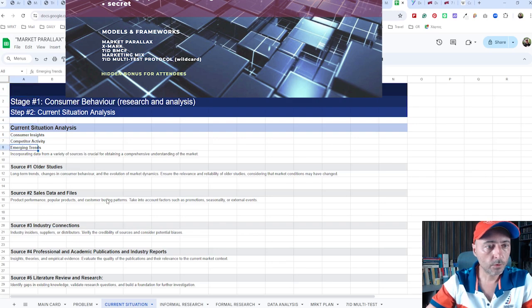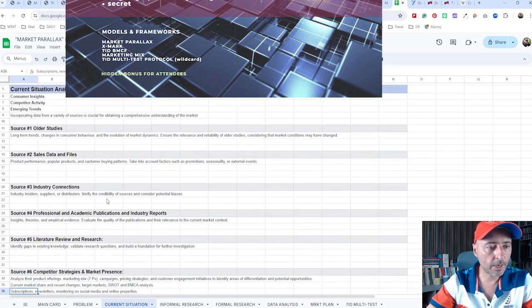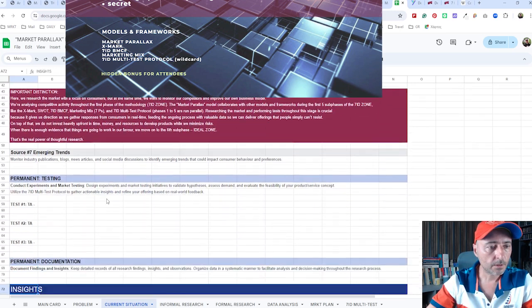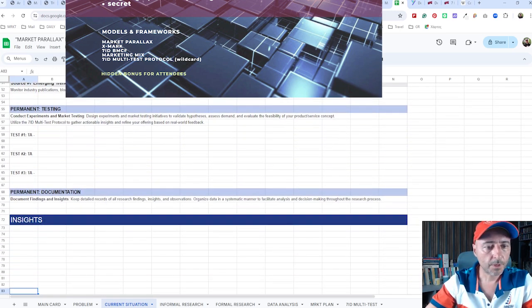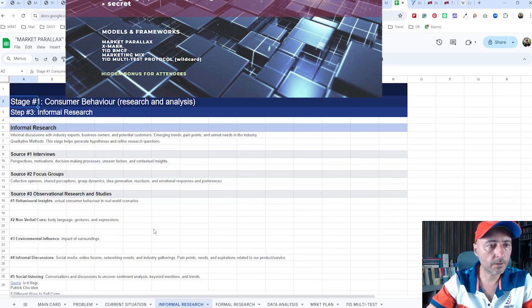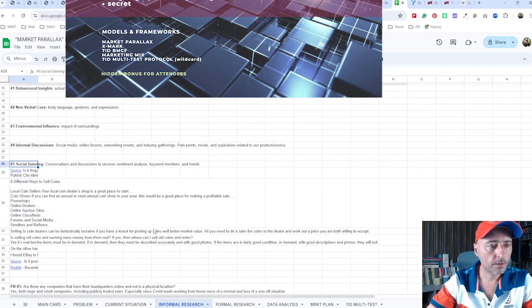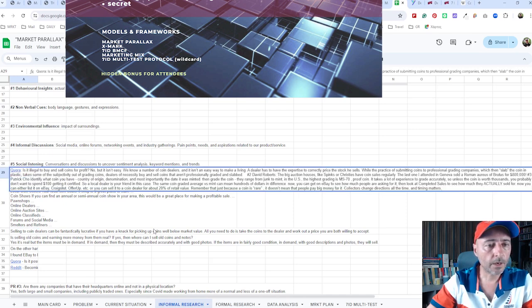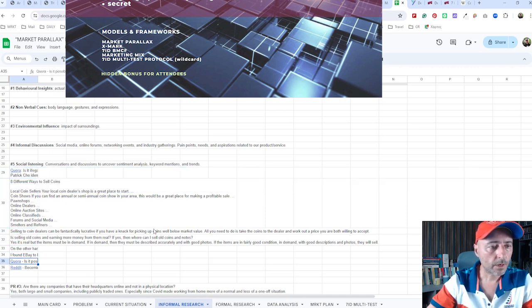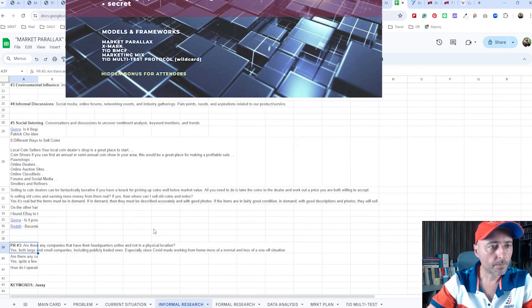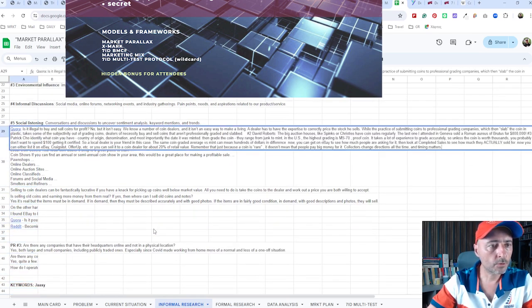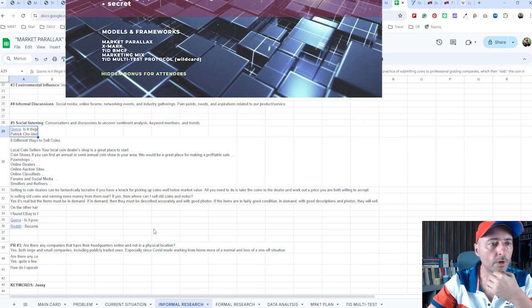So I don't want to overwhelm you with all the information that I gathered, because I gathered pretty much information here, especially with informal research. So I visited Quora and I listened to conversations. I read guides. So let me show you some of the conversations. So someone was asking, is it illegal to buy and sell coins for profit? That was one of the first steps that I've gone through.